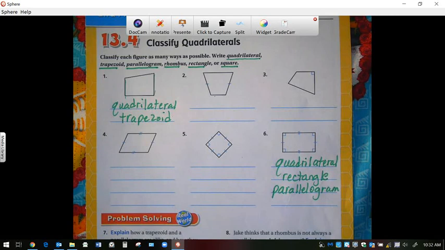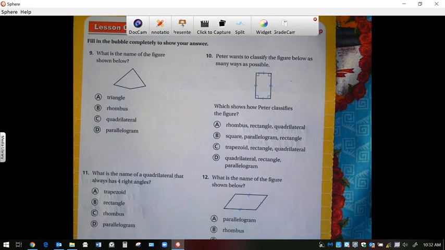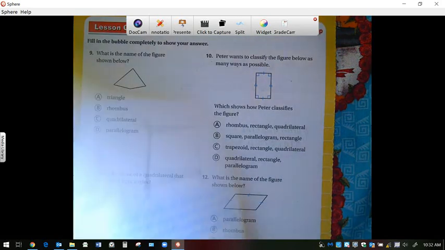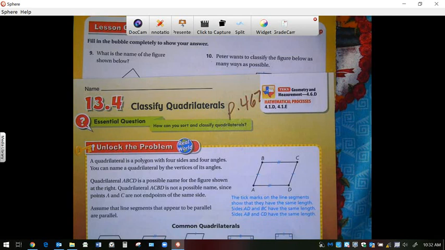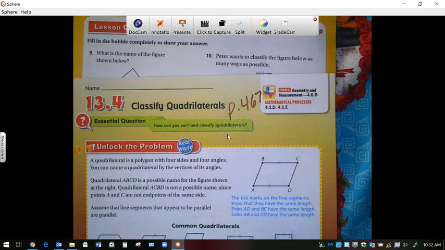Okay? Alright. So you will answer the back and finish the front. Take a picture and send it to your teacher, and those are some notes on classifying quadrilaterals. Alright, till next time.